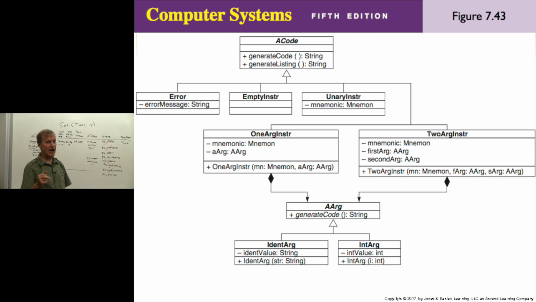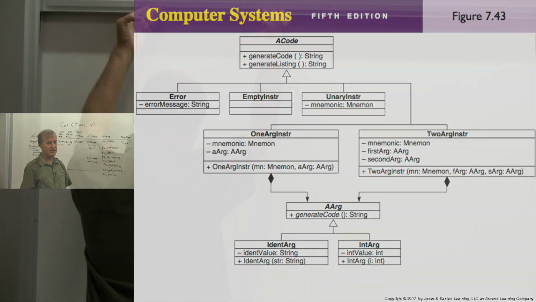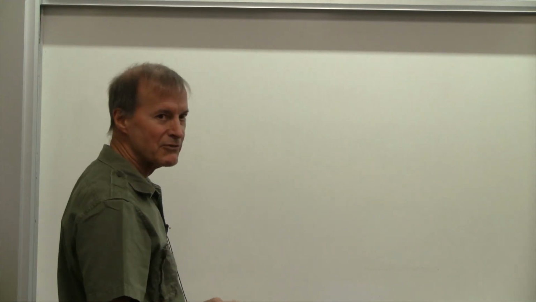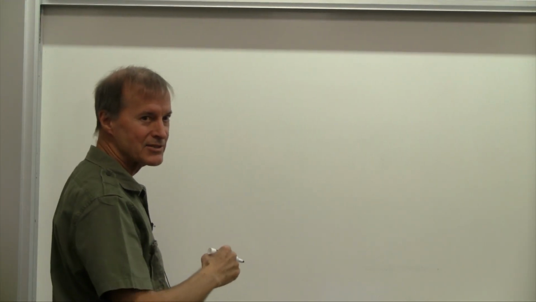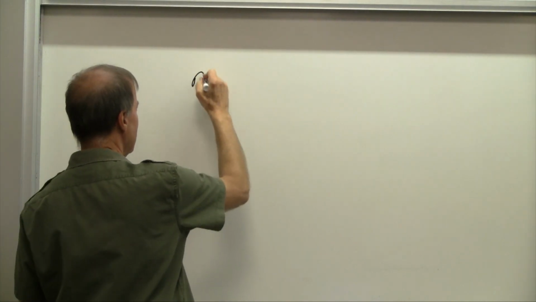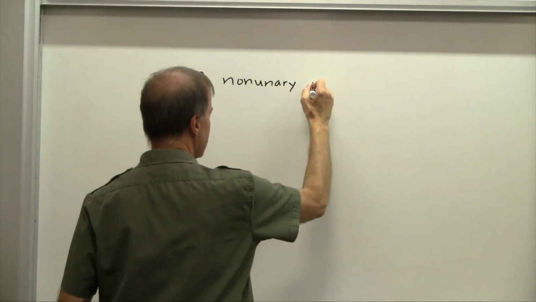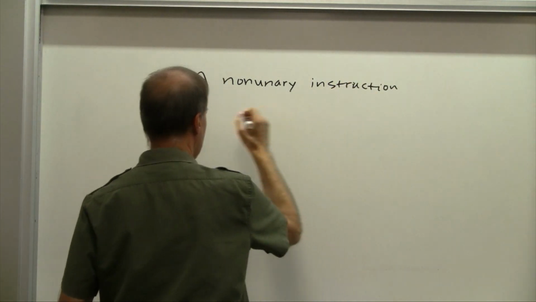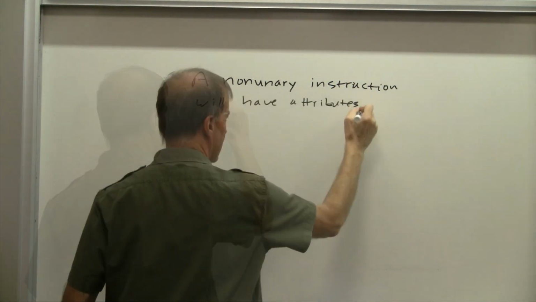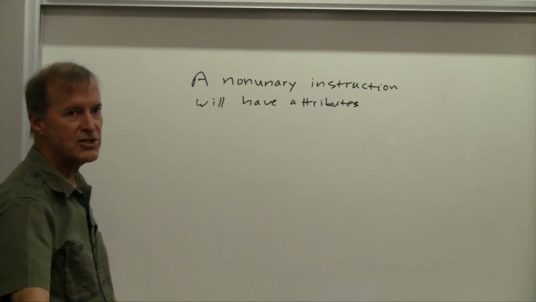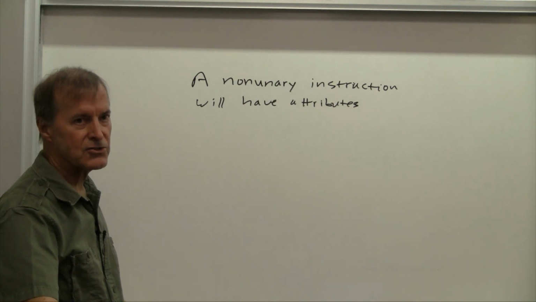So what attributes will a non-unary instruction have? Let's be very specific, since you asked. So a non-unary instruction will have what? What attributes will a non-unary instruction have?